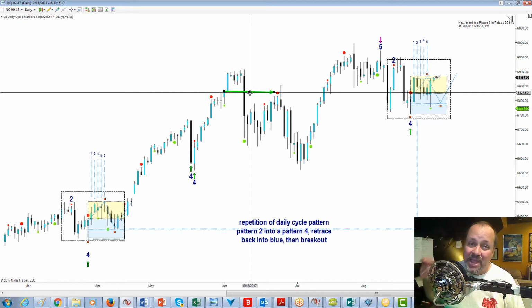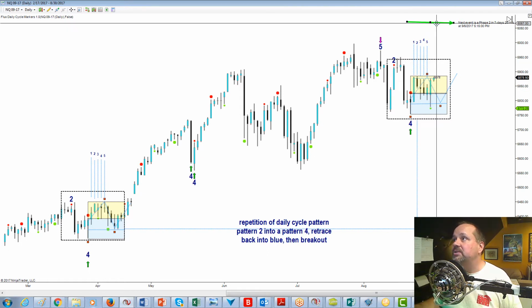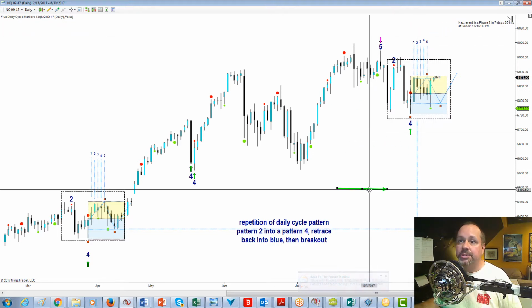And in the upper right corner of the screen here, you'll see there's a notification that tells us when the next event is occurring. In this case, another event is coming in 2 days, 7 days, and 20 hours, right?